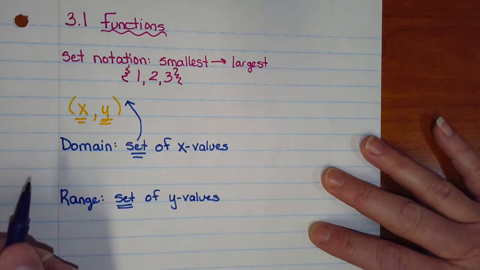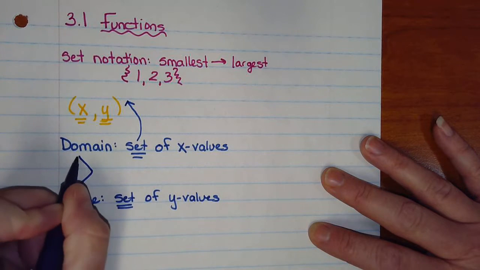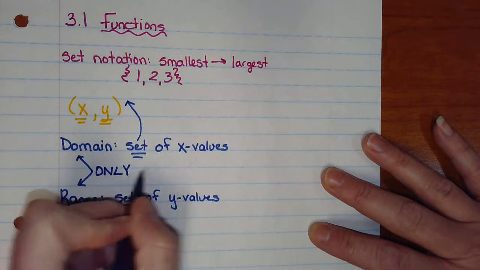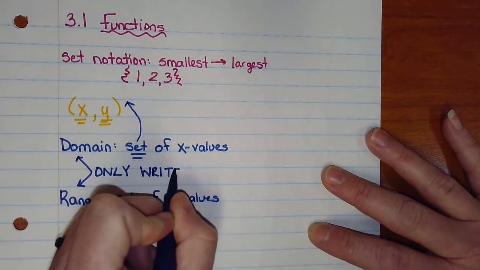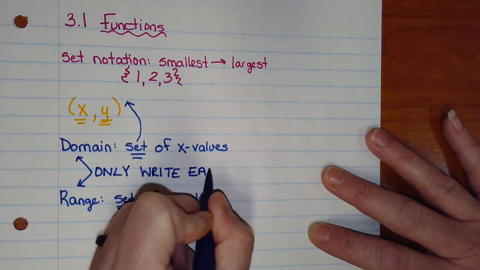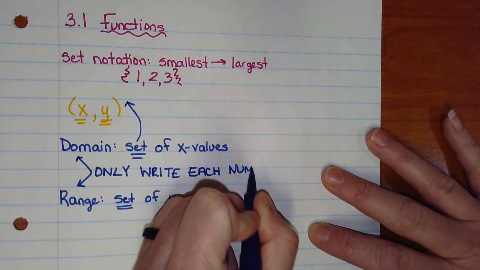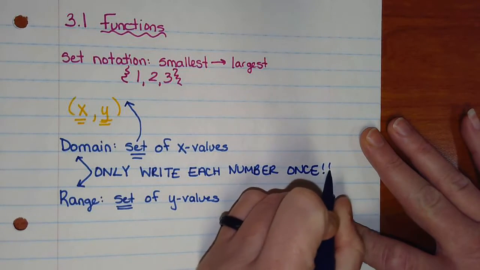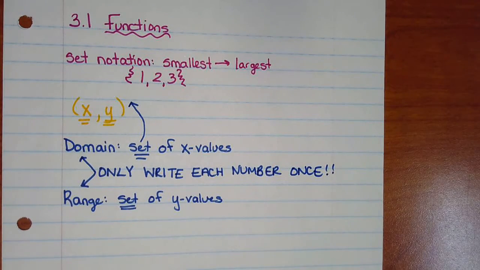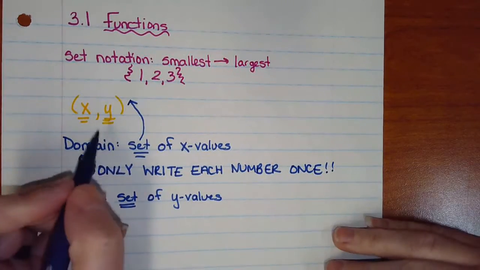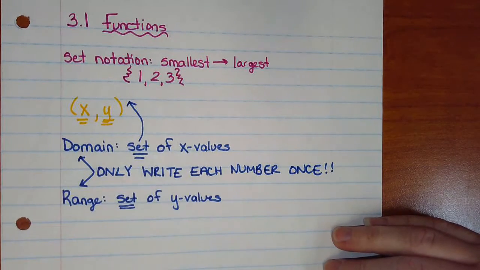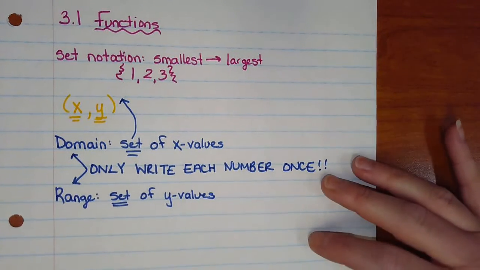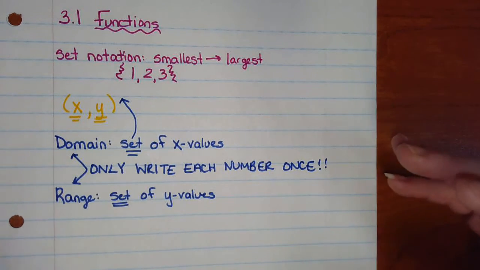Main thing to remember, the biggest thing for the domain and the range that you need to keep in mind, is that you only write each number once. So what that means is that if you were to give an example and maybe it has two x values, like 2, 1 and then 2, 2, you only write that 2 once. So I've got an example to show you and hopefully it'll make sense, but I definitely want to show what I mean by that.